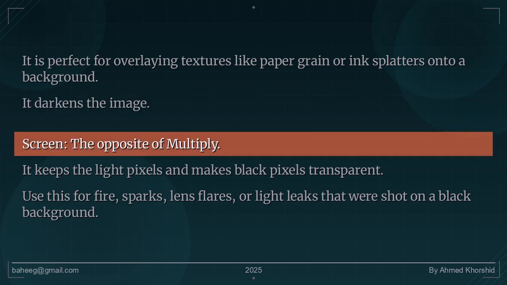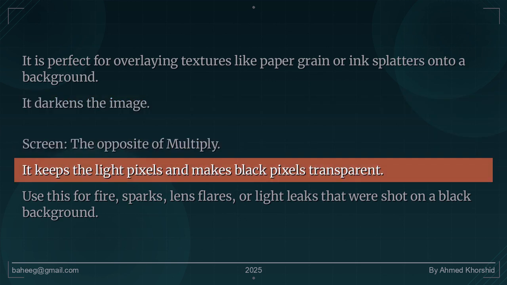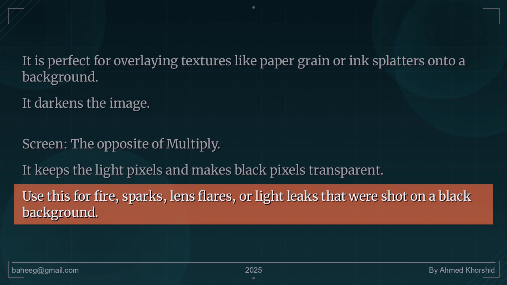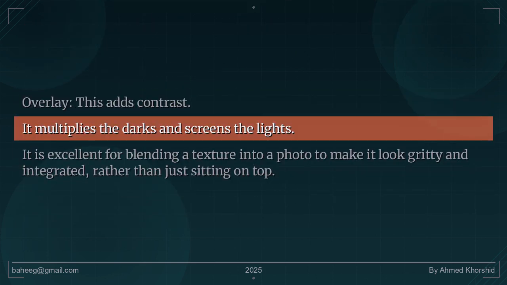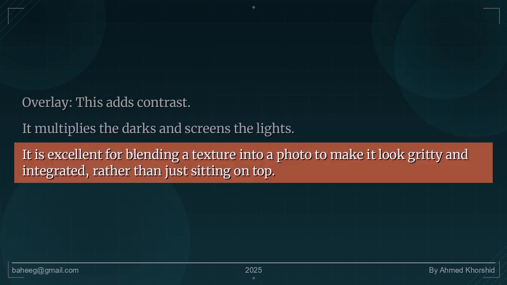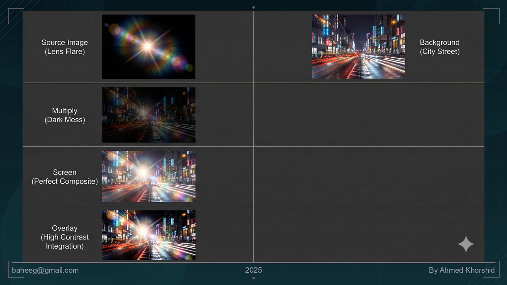Screen. The opposite of multiply. It keeps the light pixels and makes black pixels transparent. Use this for fire, sparks, lens flares, or light leaks that were shot on a black background. Overlay. This adds contrast. It multiplies the darks and screens the lights. It is excellent for blending a texture into a photo to make it look gritty and integrated, rather than just sitting on top.